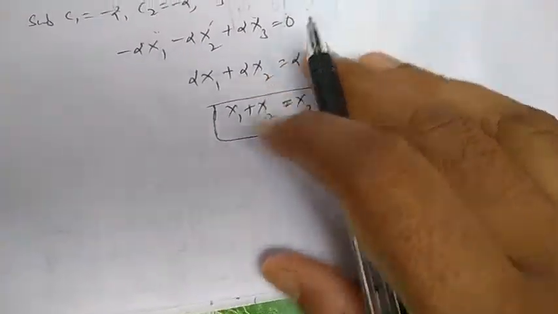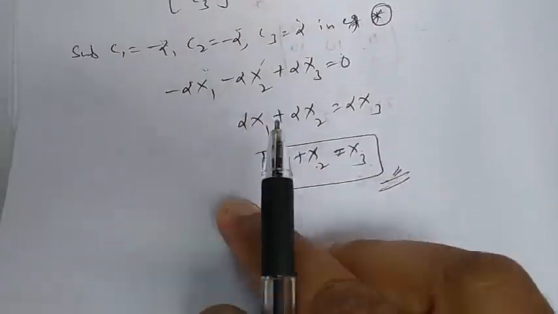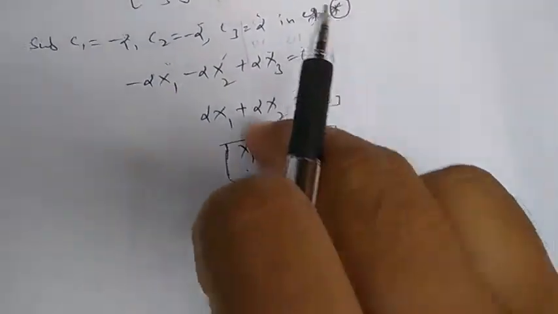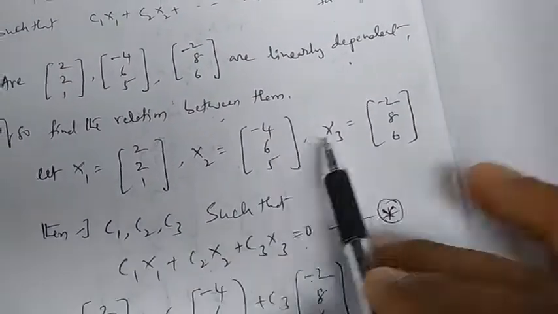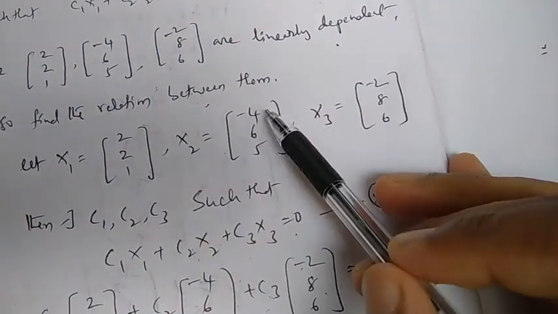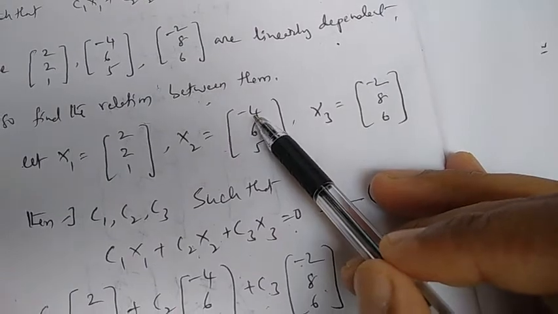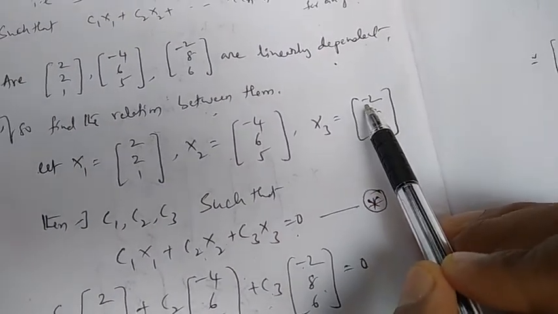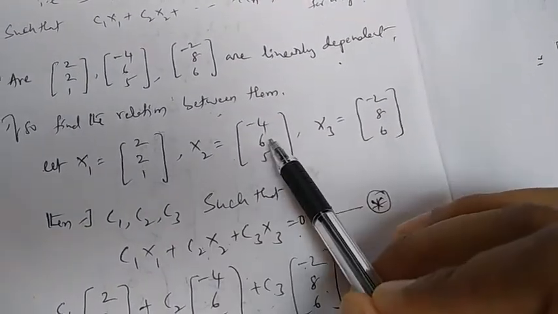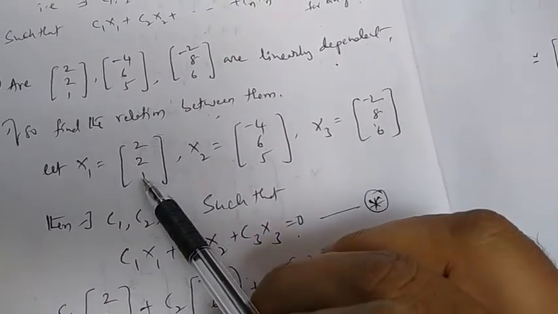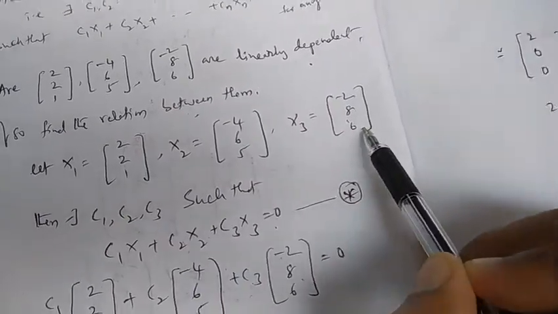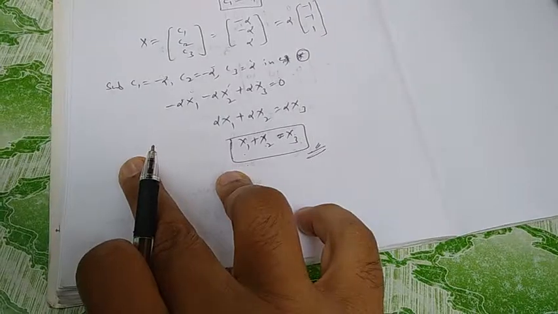Better you verify whether it is right or wrong. x1 plus x2 equal to x3. Now 2 plus minus 4 is minus 2, which is the same as x3. Now 2 plus 6 is 8, which is the same as x3. Now 1 plus 5 is 6, which is the same as 6. Like that we can verify the relation x1 plus x2 equal to x3. Now this is a way to find the relation.